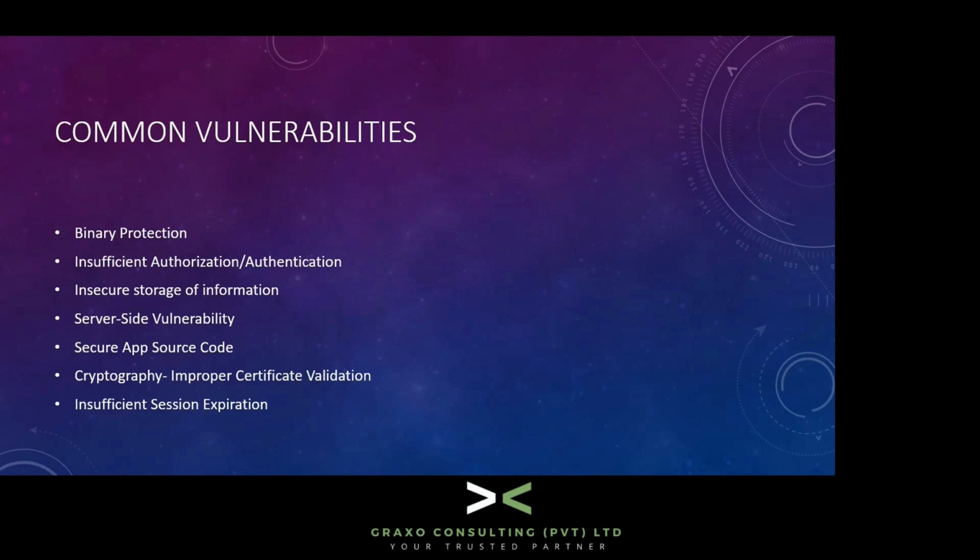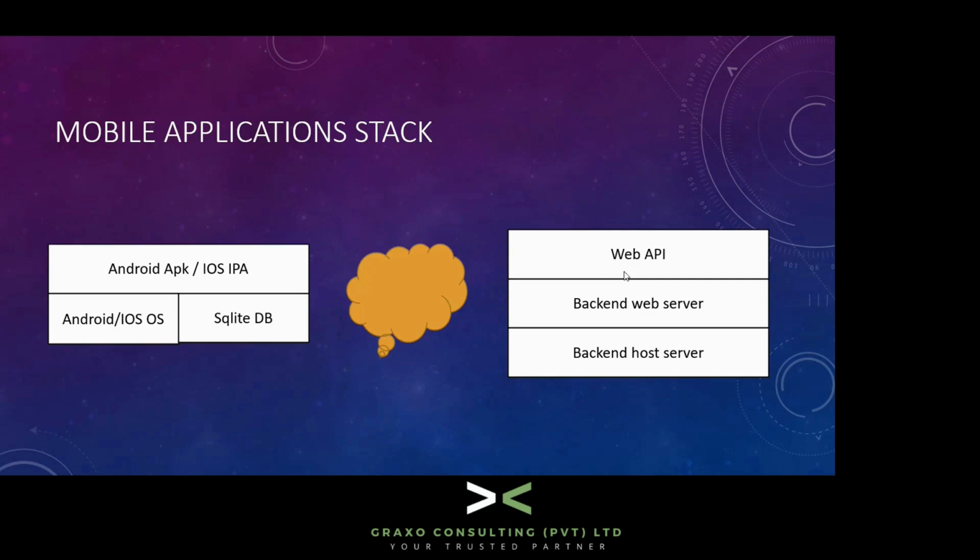Common vulnerabilities. As we have seen, in mobile applications and web applications there are different types of vulnerabilities. Now going into mobile applications, there are other types of vulnerabilities. Just want to clarify that if we consider this complete architecture, the vulnerabilities in the web APIs are similar to the web application.